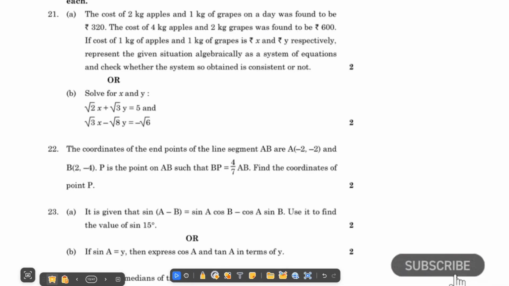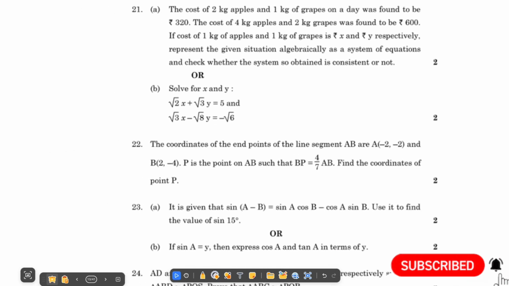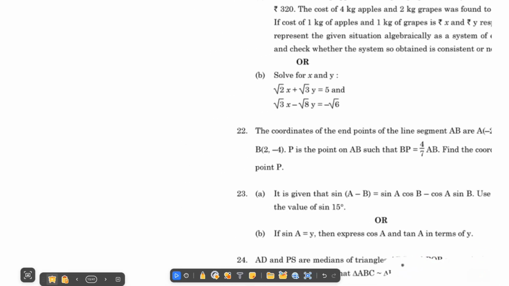Let's see 21st B question. What is the 21st B question? Solve for x and y. Here we have root 2x plus root 3y is equals to 5. Root 3x minus root 8y is equals to minus root 6. So we have to solve it. So let's solve it by elimination method.